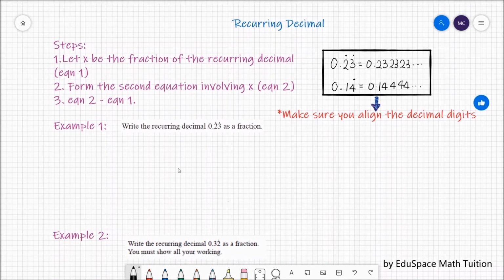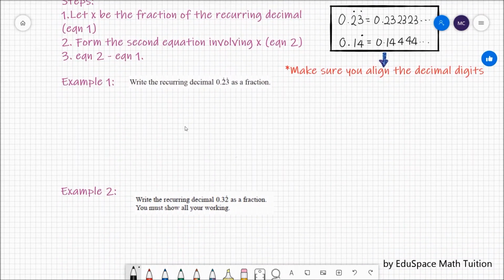So let's look at example number 1 here, where we are having the recurring decimal of 0.23 with dots to be expressed as a fraction. So what we do first is we will first express 0.232323 dot dot dot to be defined as an x, where x is the fraction that we are looking for. What we do next is we need to form the second equation that involves the x. So for example, what I can do is I can do 100x. So if I do 100x, it means that I'm going to multiply my x with 100, which means on my right hand side I also have to multiply by 100.